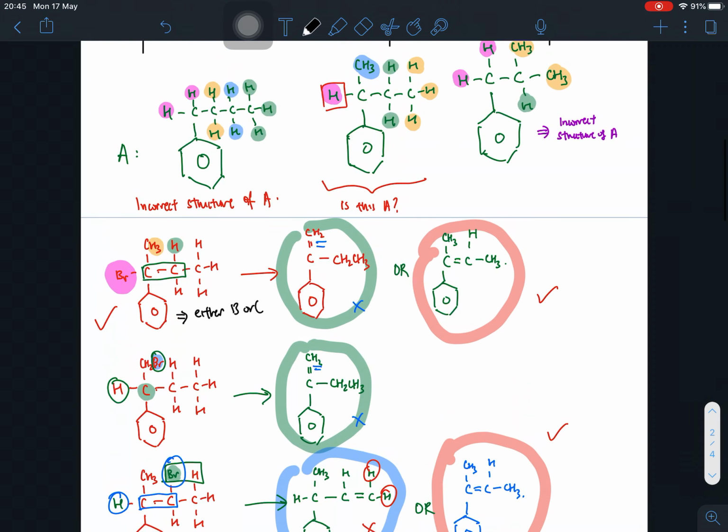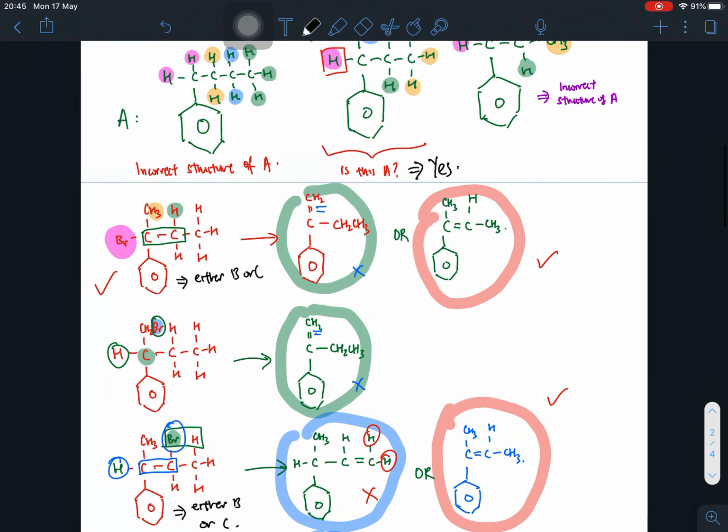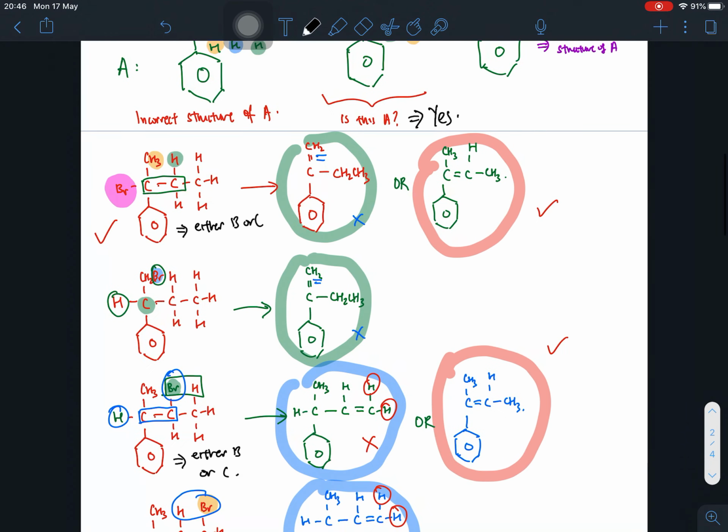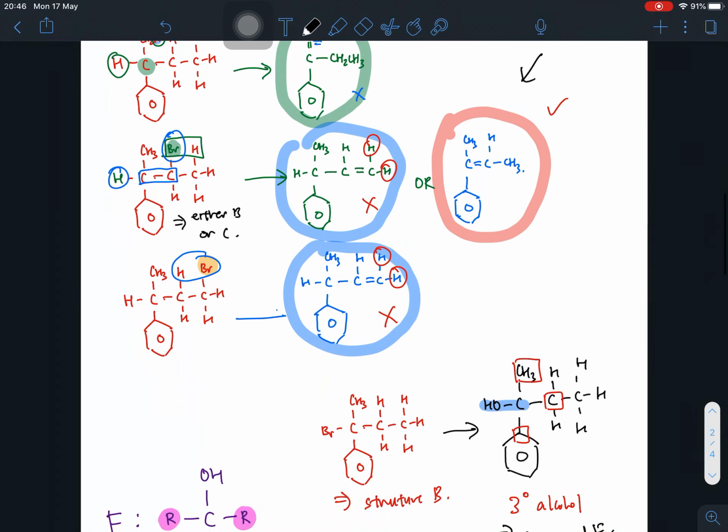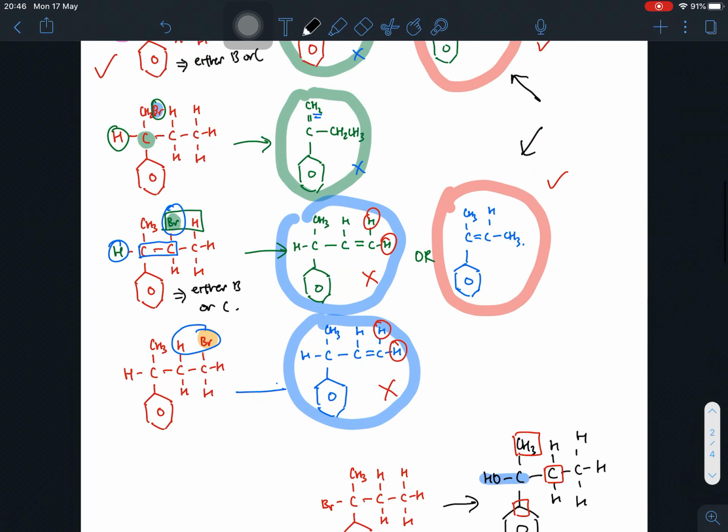Going back to this, is this A? The answer is a yes. So this is the correct structure of A. I can remove the other two at the side already. Moving back, we have solved for A, B, C, and F, leaving D and E, which are cis-trans isomers, which we know is the same compound that can exhibit cis-trans. So I'm just going to reconfigure it so that I can get the answer.